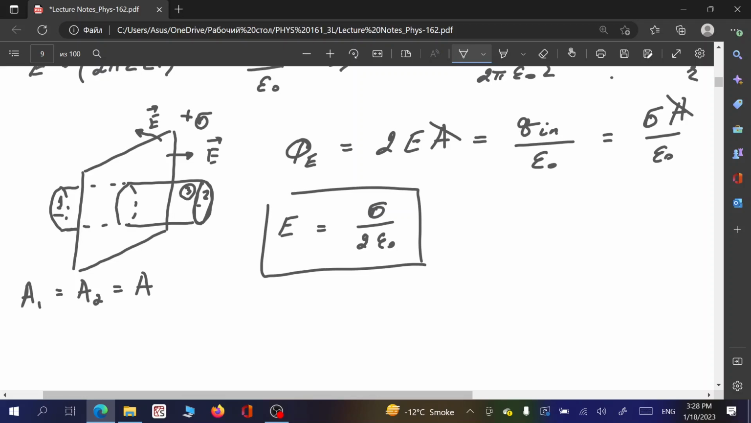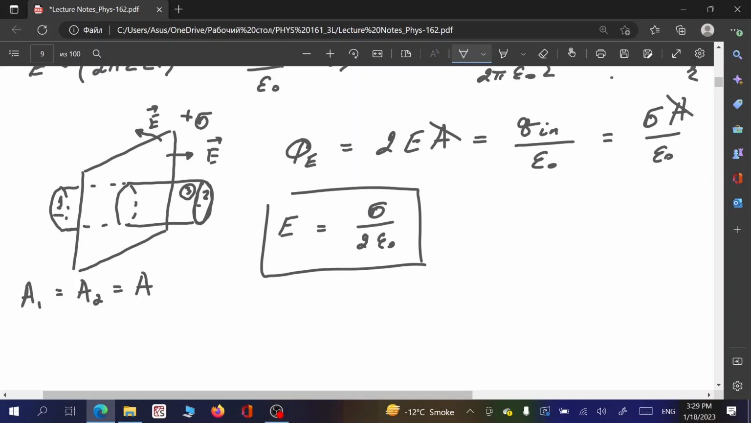Why sigma notation instead of lambda notation, as in the first example? Because they are different quantities. Lambda is a linear distribution, coulomb per meter, and sigma is a surface density, so it's coulomb per square meter, meter in second power. Since we had a surface there, that's why.